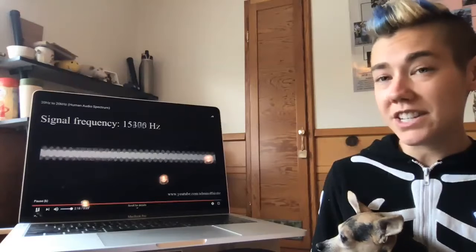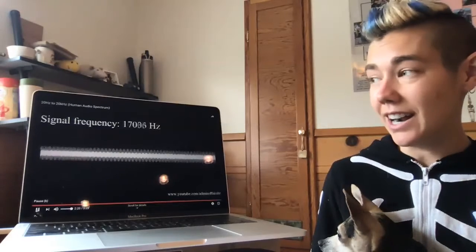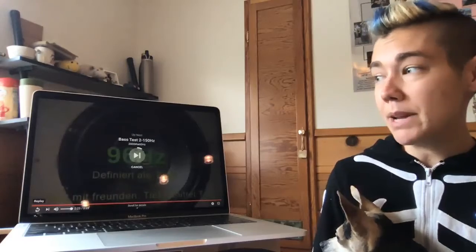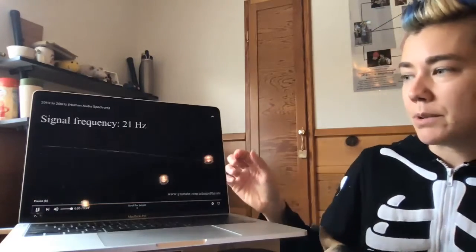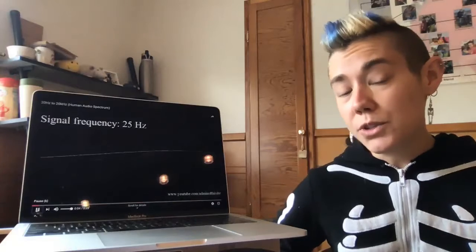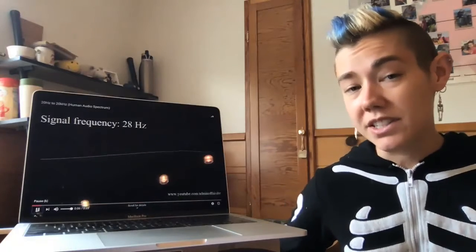And around 14,000, this is where I can't hear anything beyond that point, but younger people may be able to perceive sounds beyond that point. As you get older, you lose your ability to hear higher frequency sounds.